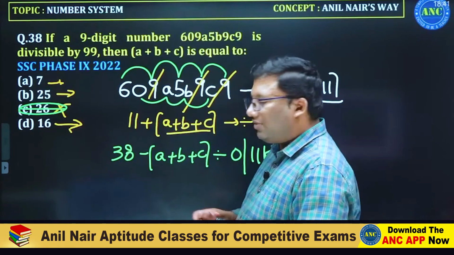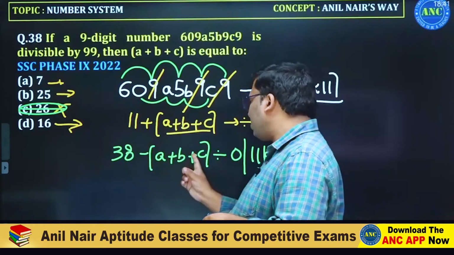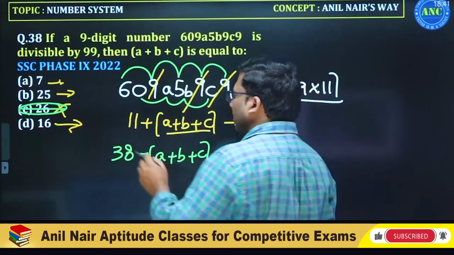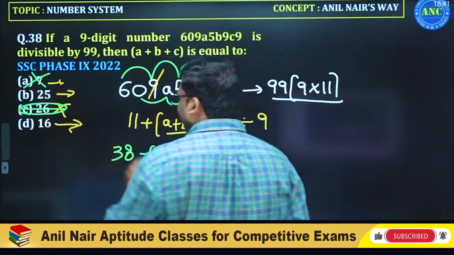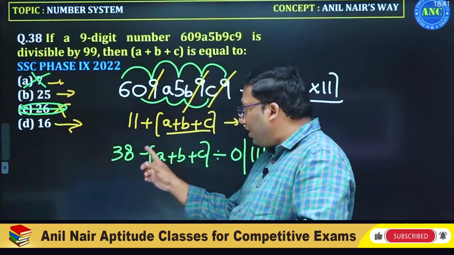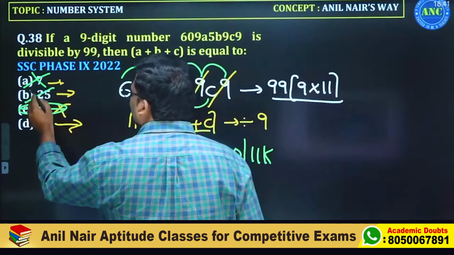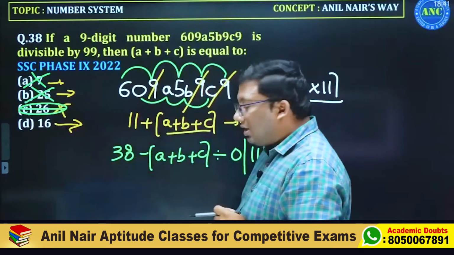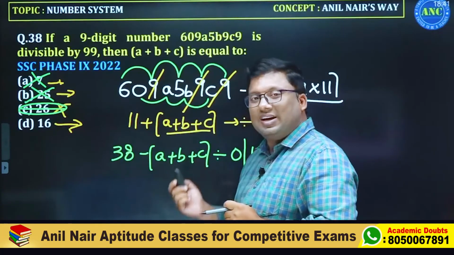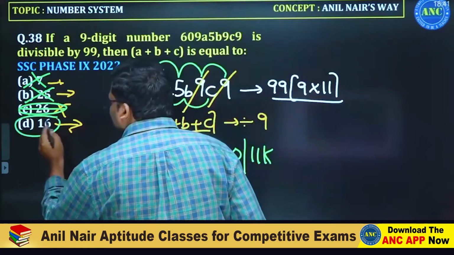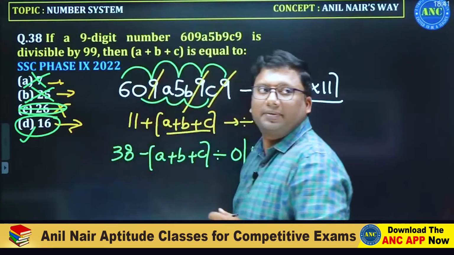So if you see, 38 minus 7, it is 31. It is not possible. 38 minus 25, 13. 13 is not divisible by 11. Not possible. 38 minus 16, 22. 22 is divisible by 11. So the answer for this question is 16.